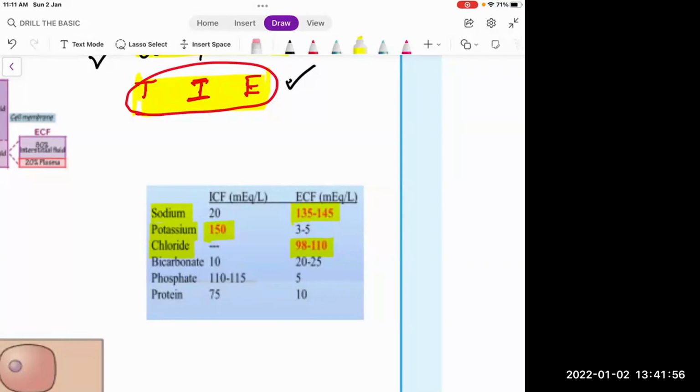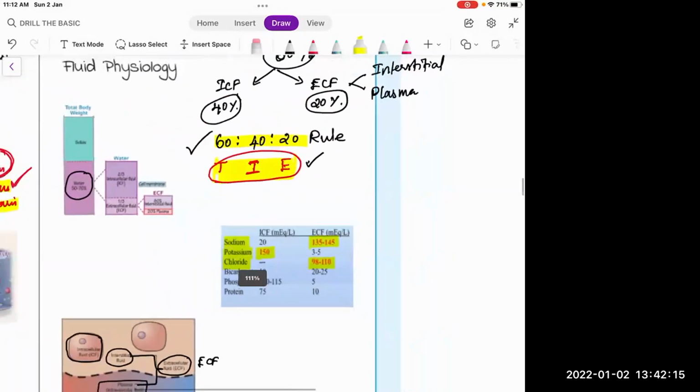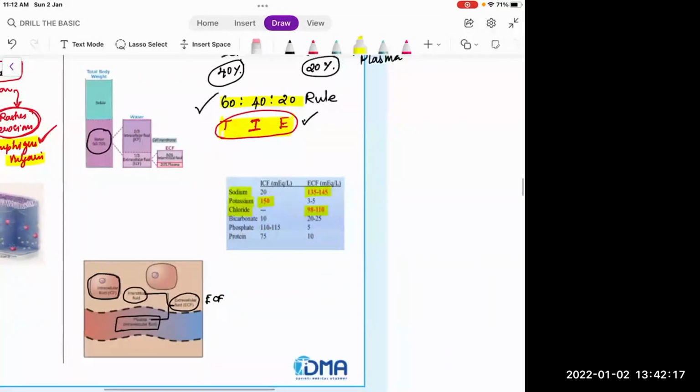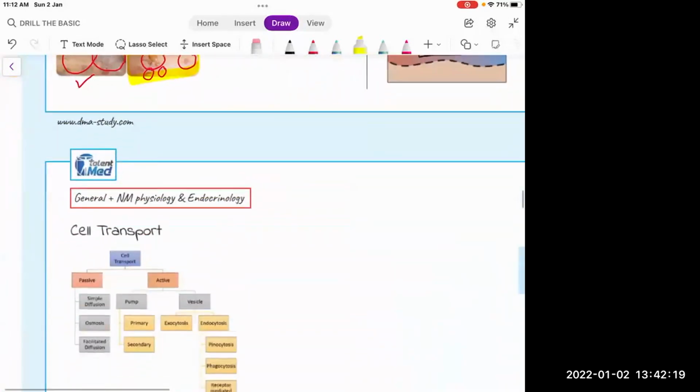If there is any defect in the sodium, potassium and chloride composition, that should be immediately rectified, because they are all electrolytes which have a major role in maintenance of most of the functions in our body. Okay, so this is the introduction part of the fluid physiology.